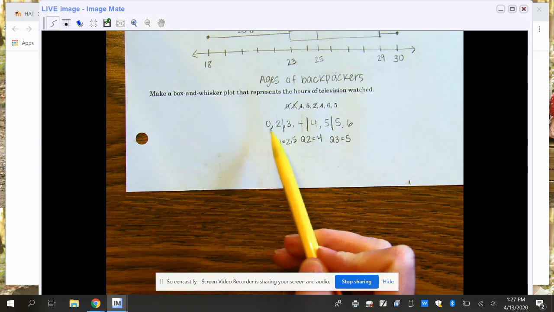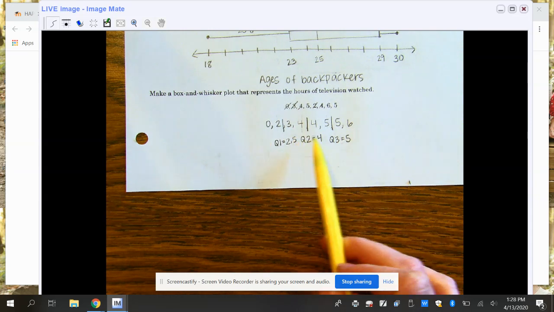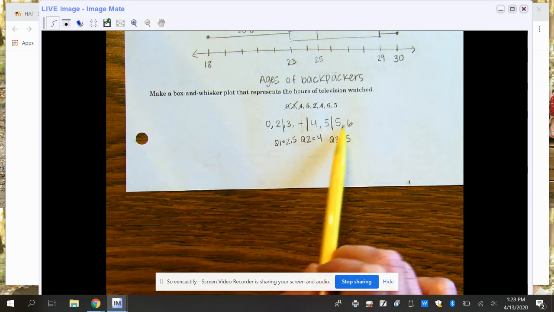So again, I want you to make sure you understand that after you figure out the quartiles, each little section that you have should have the same number of data values in it. So we've got 2, 2, 2, and 2.